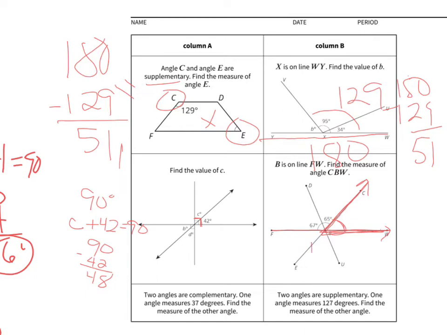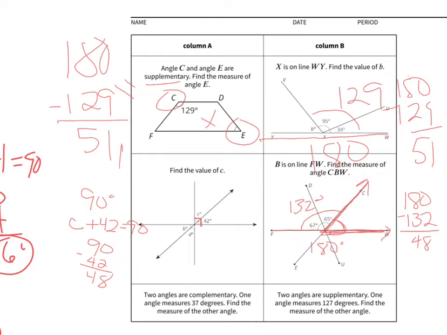Well, we know the whole line is 180 degrees. So if we add up the two angles we already know, 67 plus 65 is 132. All we have to do is go 180 minus 132, and you'll get your answer, which is 48. Just like we got over here on the other side, 48 degrees. Okay. And the last two here, they are story problems.